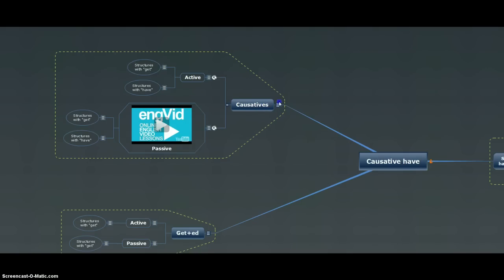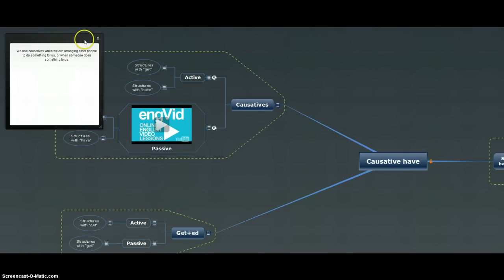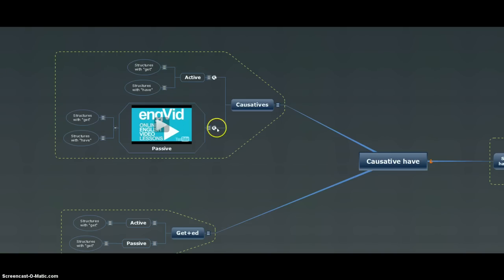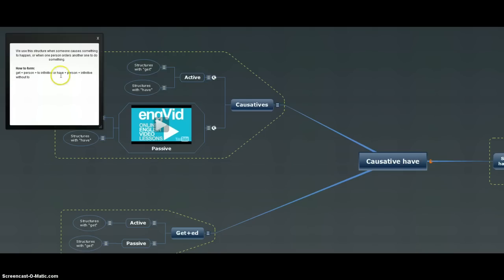Causatives are mainly used when we are trying to make someone do something for us, or when someone does something to us. Causatives, as we mentioned, have two subcategories, active and passive. We use active when, as explained here in the note, some person causes some action to happen or occur when they order someone else to do something. Also, we have explained how to form them.